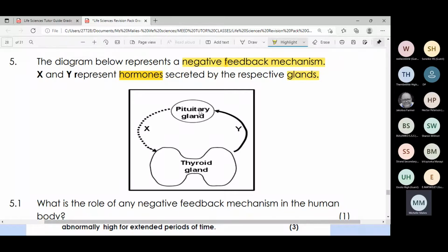Then thyroid gland, which hormone is affecting the pituitary gland? So please, grade 12, which hormones are X and Y? Before we go to the question, quickly label that. Which hormones are X and Y? And if we've done that, grade 12, that will help us with understanding the question.